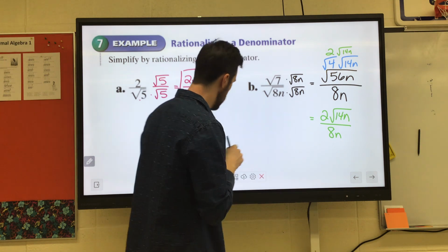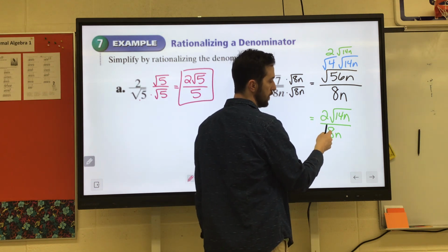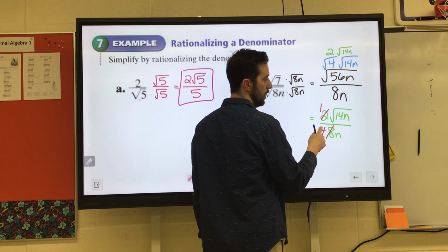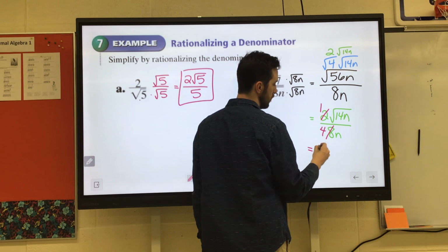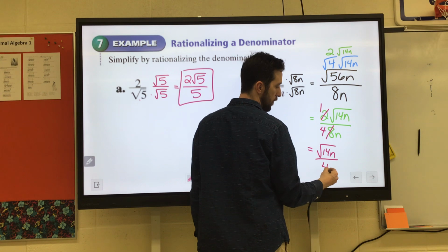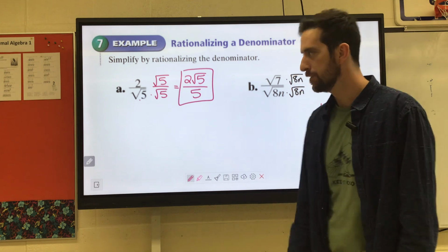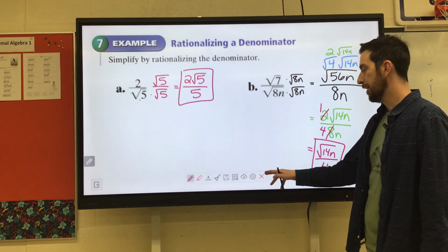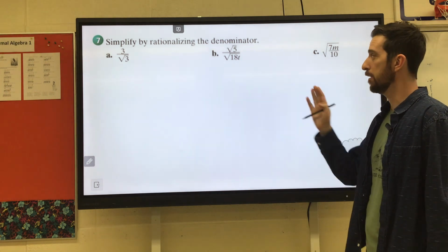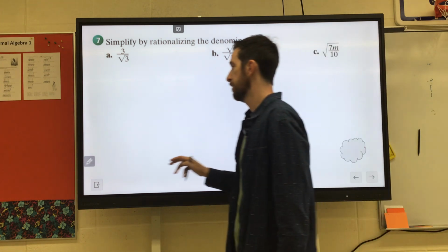The last thing to look for is, can you simplify the stuff outside the radical? And you can, because 2 goes into 8. So 2 goes into 2 one time, 2 goes into 8 4 times. So we have 1 root 14n, which is just root 14n. The denominator, we have 4 times n, which is 4n. That's as nasty as these things are going to get for now. But you cannot have radicals in the denominator. So I would like you to try these 3. I'm going to go over them pretty quickly, but feel free to pause and actually give them a try.